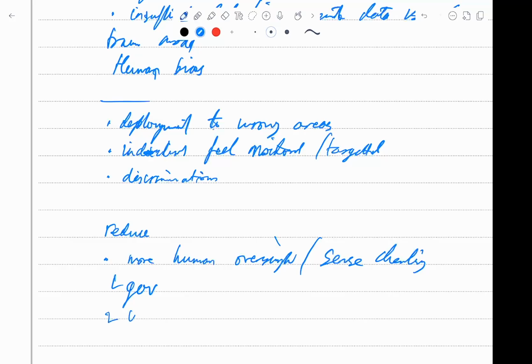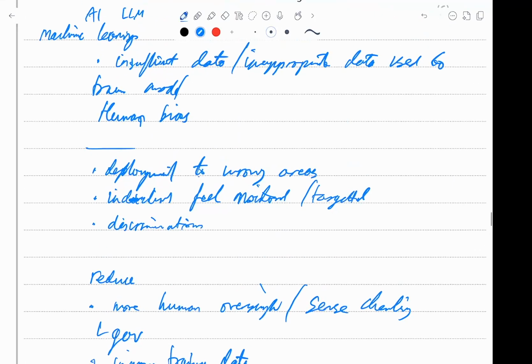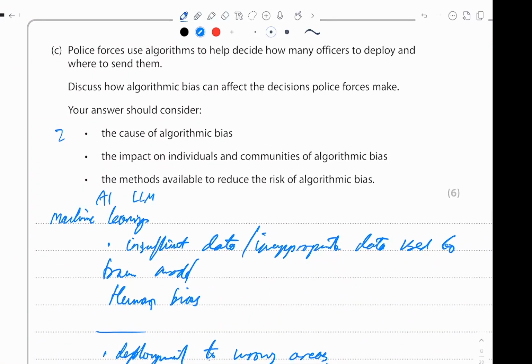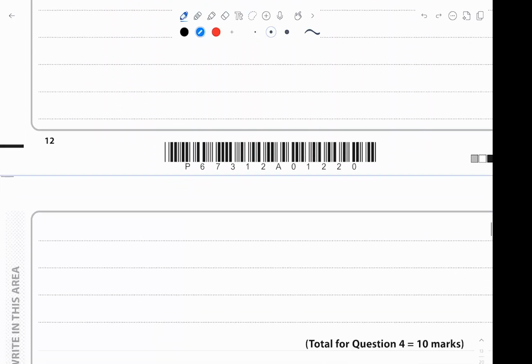Improve training data. So I think there's more than enough for 6 there. Just sort of break it down. Try to go for 2 here, 2 here, 2 here. That's the safe option. And just tick them as you go. Have I written 2 things for each one of those? If you've got a big 6 marker.